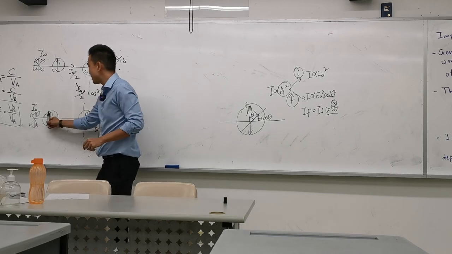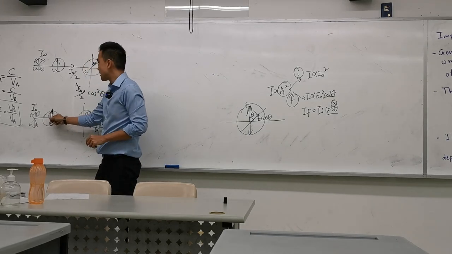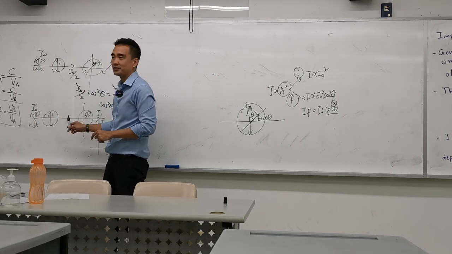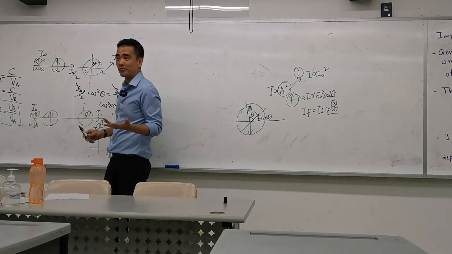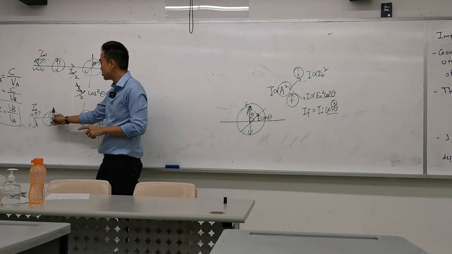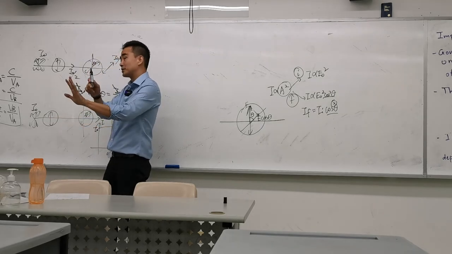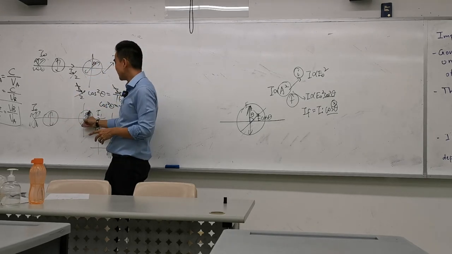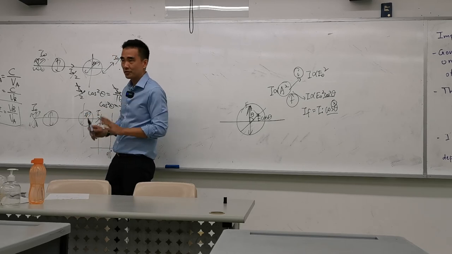Initial polarizer over here, is it an angle? It doesn't matter, because with unpolarized light going through a polarizer, it's always I naught upon 2. So it doesn't matter what angle you choose. I assume that the initial polarizer is at the vertical position, and the second one is also vertical, so the initial angle is 0.